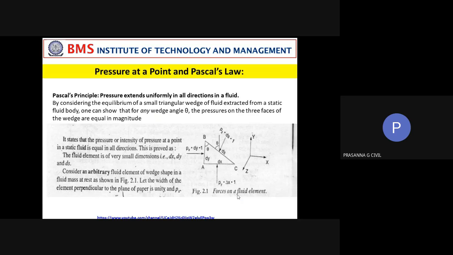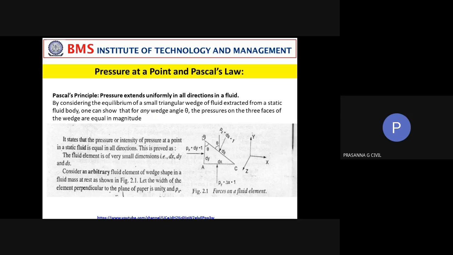Now this is the one that we need to look at: pressure at a point and Pascal's law. According to Pascal's law, the pressure intensity at any point in a static liquid is the same in all directions. So to prove that, we take a small element of fluid.